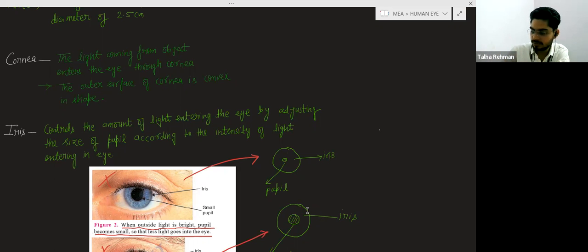Write down fast. Don't draw this diagram, just write this only. This statement: when outside light is bright, pupil becomes small so that less light goes into the eye. And after that, draw this diagram.